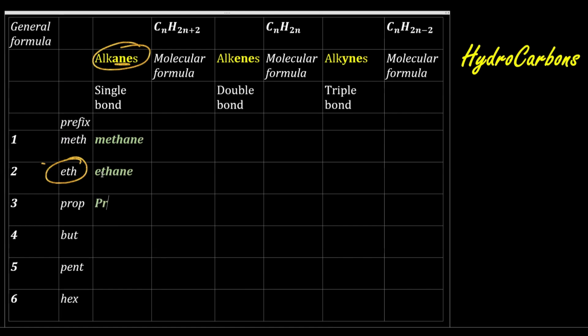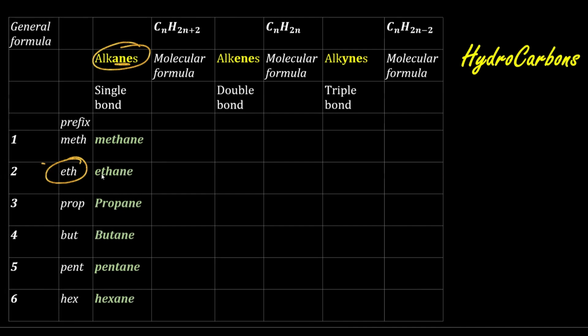It will become propane. Then for but, it's butane. For pent, it's going to be pentane. And for hex, it's hexane. Now, this is how we form its name.